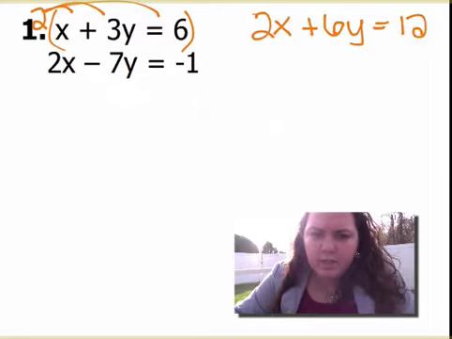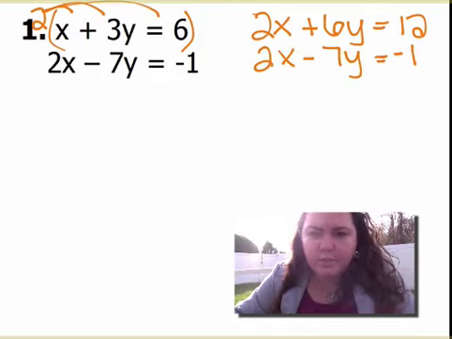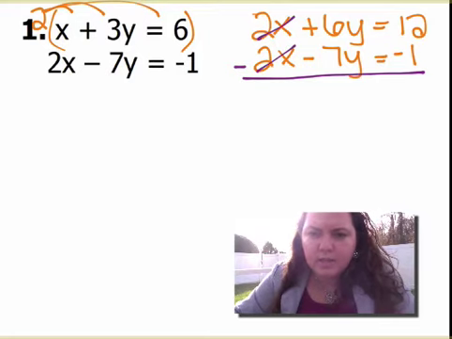distribute, and I get 2x plus 6y equals 12. And then the other equation already has a 2, so I'm going to just leave it alone. So 2x minus 7y equals negative 1. Well, the variable I'm trying to get rid of is x. So they both have the same sign for the x. They're both positive, so I can subtract. My x's are going to cancel.